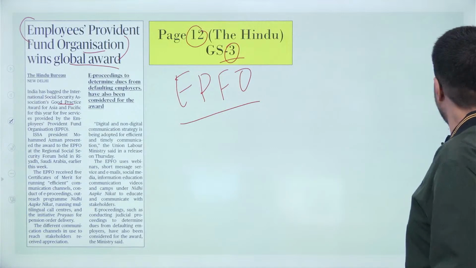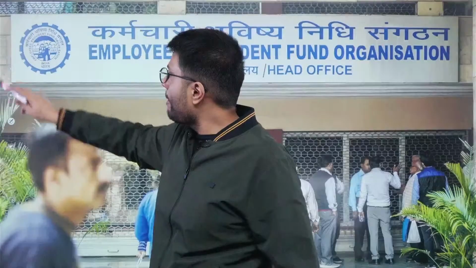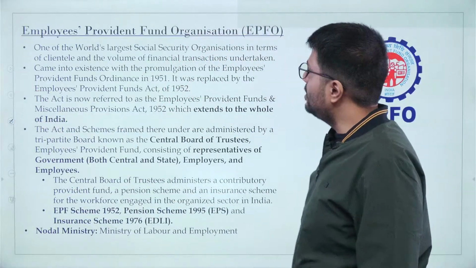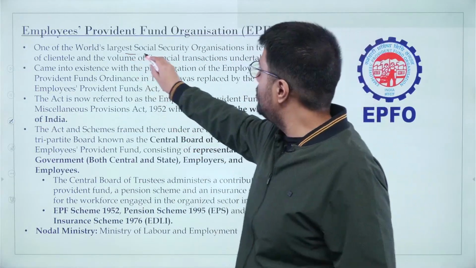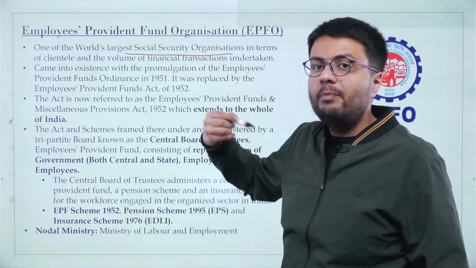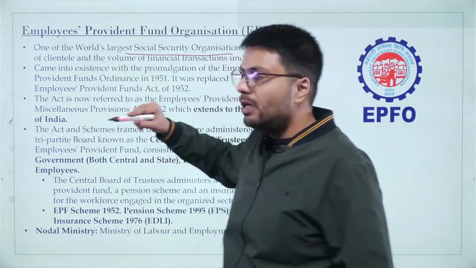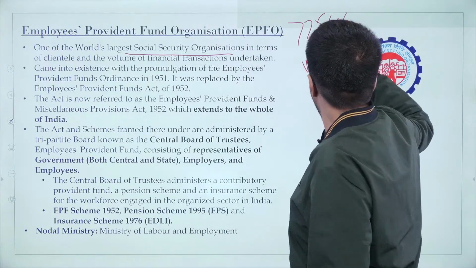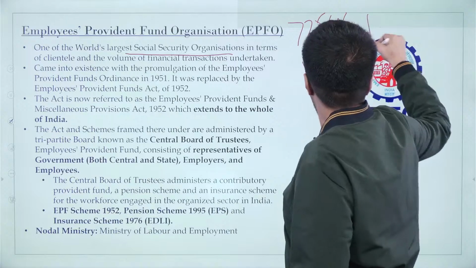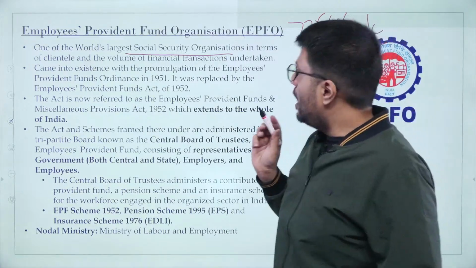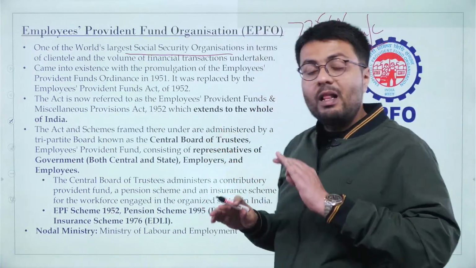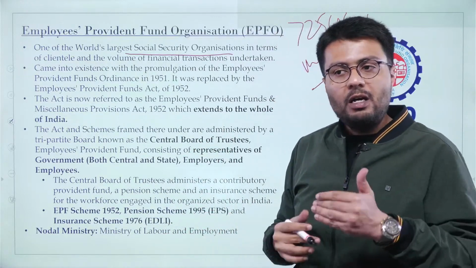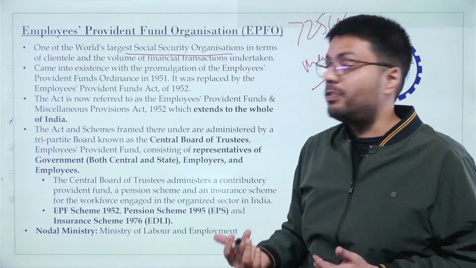So, let us see the Employee Provident Fund Organization. Now, this is one of the world's largest social security organizations. And why am I saying one of the world's largest? Because it has more than 25 crore member accounts. Now, it deals with a large set of clientele, primarily the salaried section of society, which are under some form of formal service.